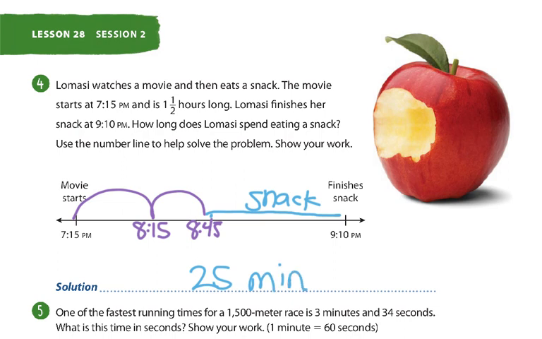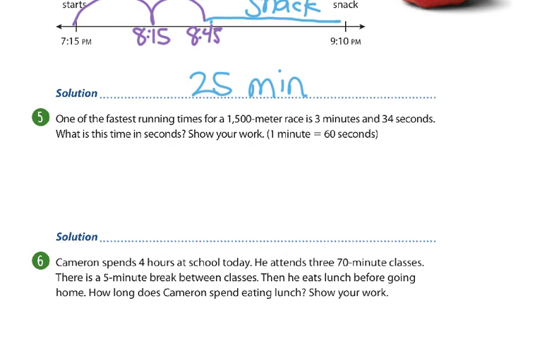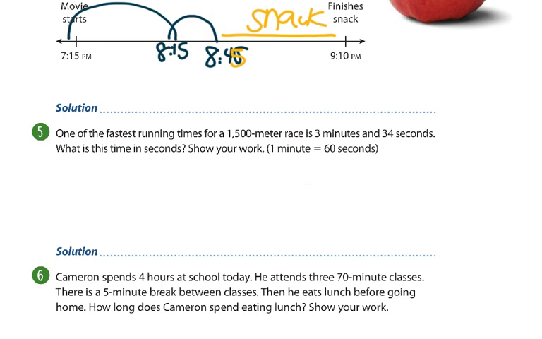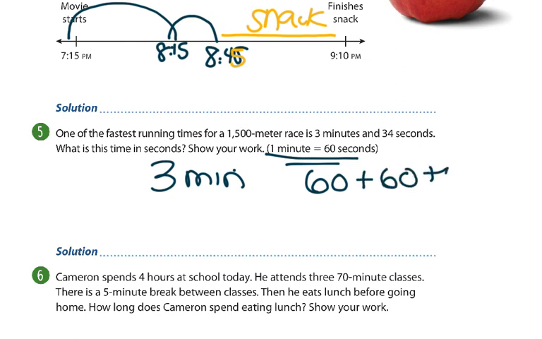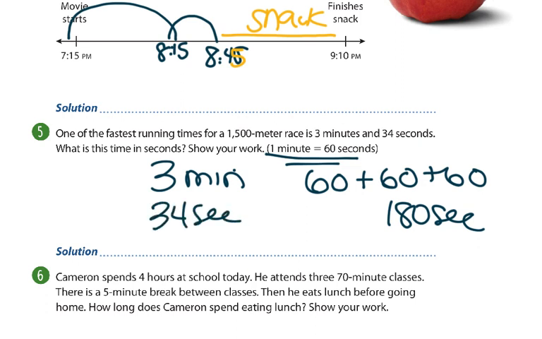I'm on to number 5. Ready to read? One of the fastest running times for a 1,500 meter race is 3 minutes, 34 seconds. 3 minutes. And 1 minute is 60 seconds, so that would be 60 plus 60 plus 60 is 180 seconds. And 34 seconds. So we have 34 seconds.